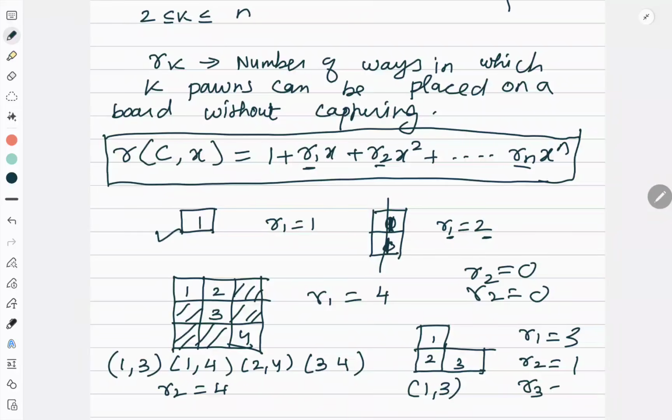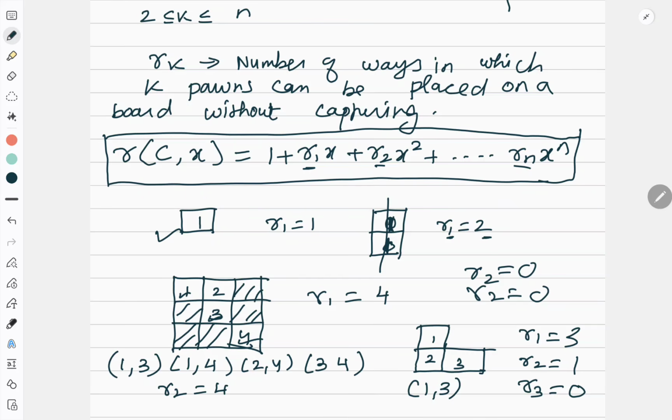And what is the value of R3 here? If you have 3 pawns, you can't place them, so 0. Same way here, what is the R3 value? See, if I place 1 pawn here, 1 pawn here and 1 pawn here, R3 is 1. One way only I can place. Remaining nothing is possible.